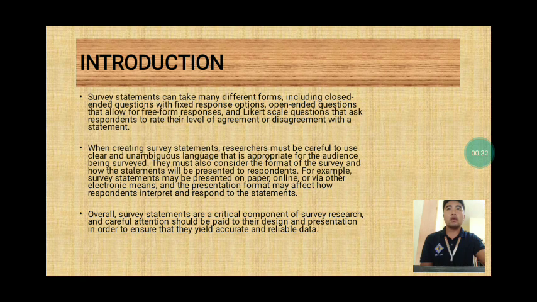So, in doing survey statement, we have different ways to do, which is close-ended question or open-ended questions, or like a Likert scale question that asks the respondent to rate their answer. So for example, in rating the answer, just like 1 to 5, 5 is the highest and 1 is the lowest.